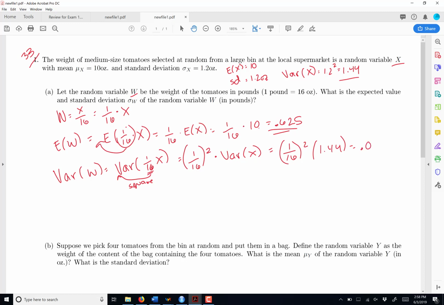Which gives me 0.005625, and the standard deviation for w, which our textbook writes like that, most people write standard deviation of w, would just be the square root of the variance. So square root of 0.005625 gives me 0.075.